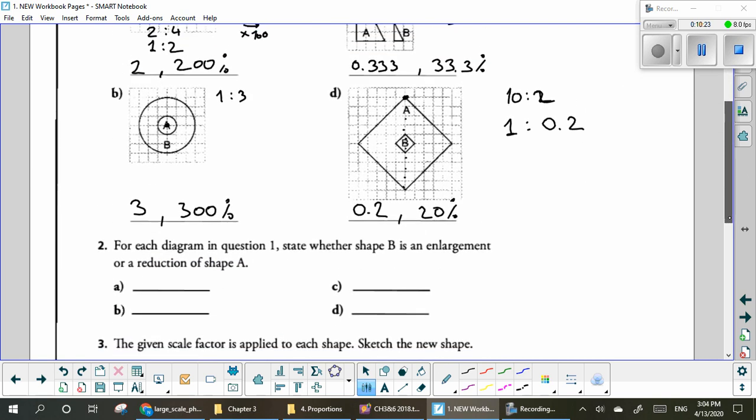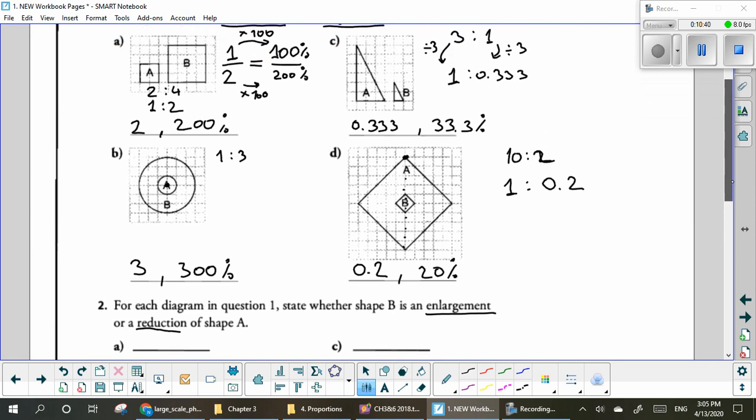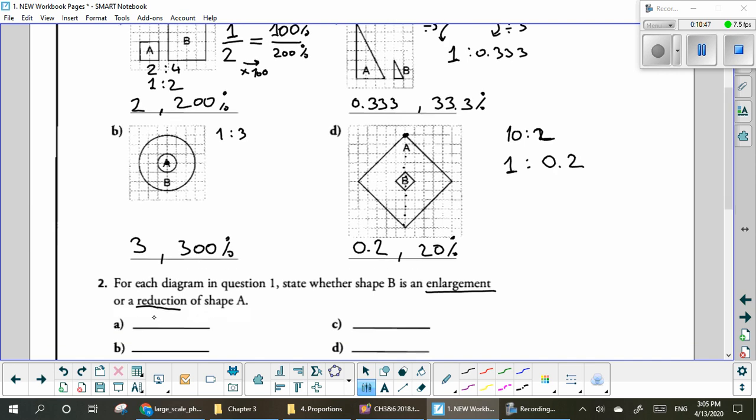All right. Second question is related to the first one. It says state whether shape B is an enlargement, which means is it larger, or is it a reduction from shape A? So the first one we had go from little square to a big square, so this is an enlargement. Let's put E for enlargement. B, we had a little circle A and big circle B, so it's also an enlargement.